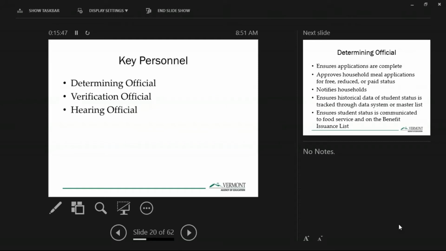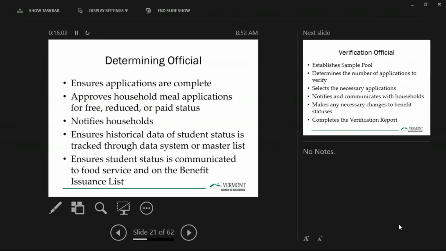The key personnel involved in this process are the determining official, and I apologize, this should also say the confirmation official, the verification official, and the hearing official. The determining official is that person that goes over the free and reduced price meal application and approves it. So they're the ones saying, this is approved for free, this is approved for reduced, or this is denied and they should be paid status.